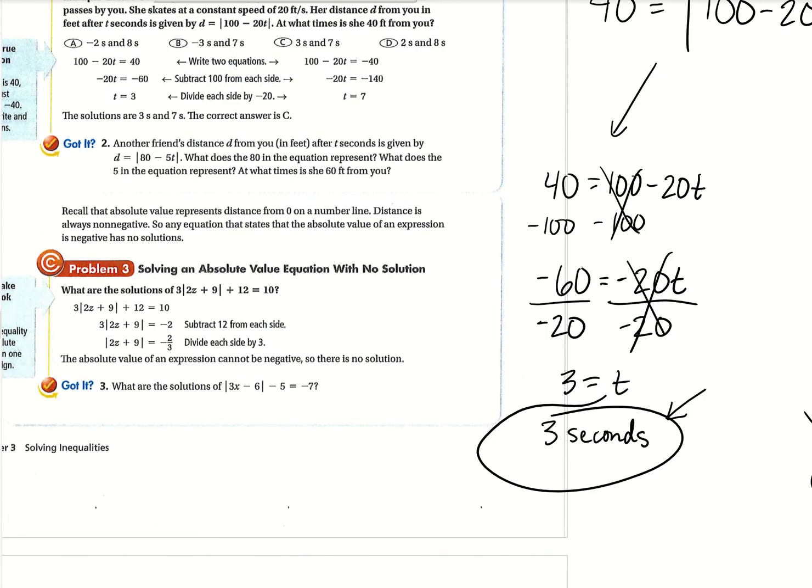So that's it for that problem. I want you to go ahead and try Got It problem number 2. It's a very similar problem. The main thing is that there's different values. All right, so go ahead and give it a try and see how it goes.